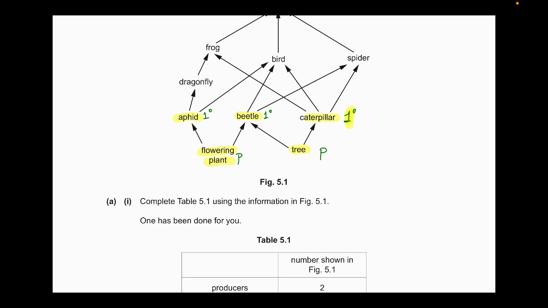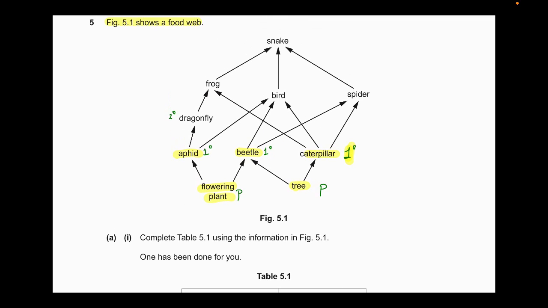Okay, so in that respect, dragonfly is a secondary consumer, frog is a tertiary consumer, and snake in that sense is a quaternary consumer. Okay, bird is a secondary consumer, and snake in that respect will be a tertiary consumer. Spider is a secondary consumer, and in that respect, snake is going to be a tertiary consumer.